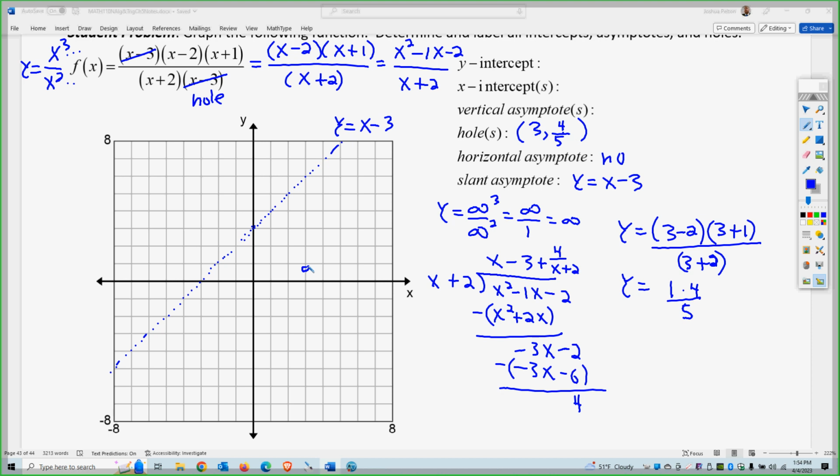Okay, so vertical asymptotes. Clearly we have one of those because this cannot equal 0. So x is equal to negative 2. All right, so we're going to put the vertical asymptote in there. X is equal to negative 2. Okay, so intercepts: if I plug in 0 for x, I get y equals 0 minus 2 over 0 plus 1.